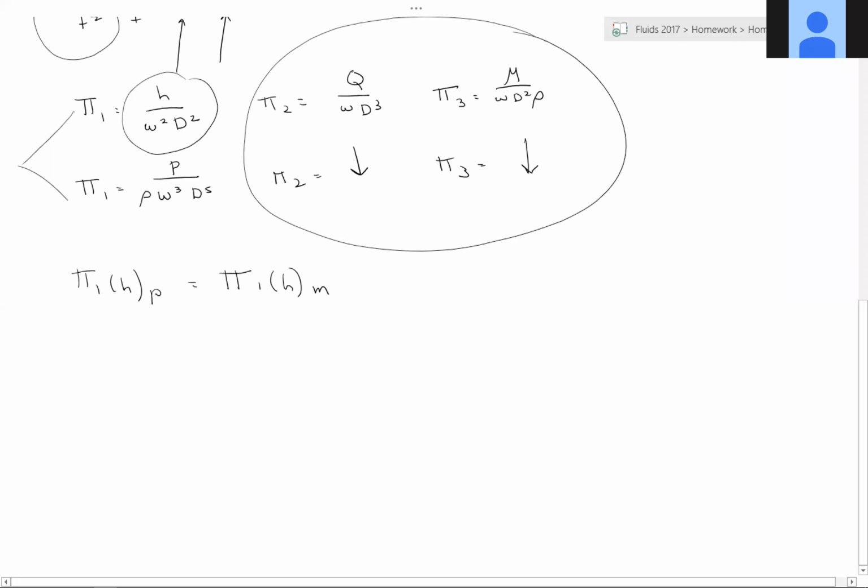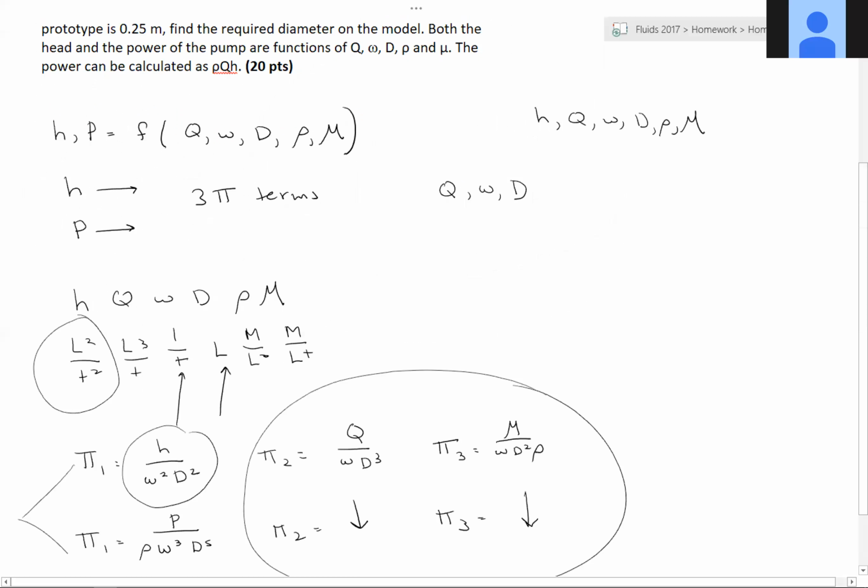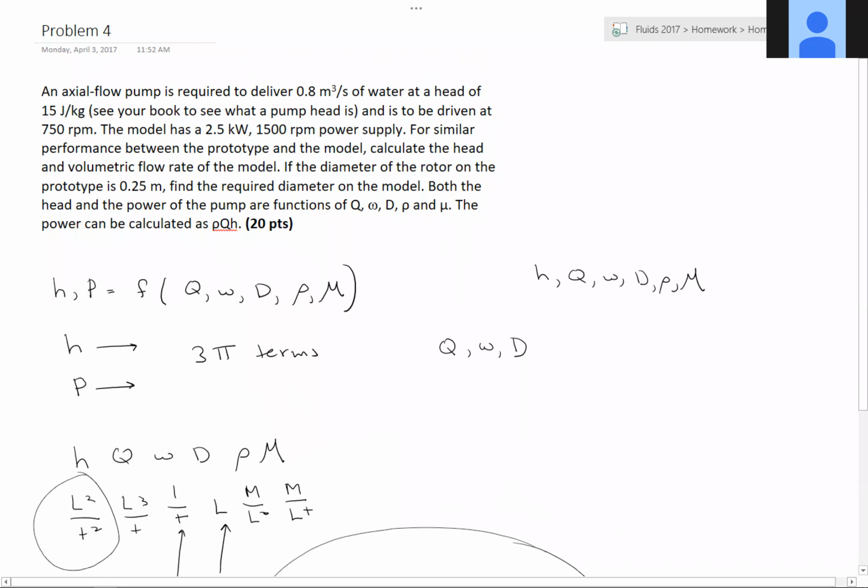All right. So let's take a look at some of these. Okay. And what's the first one? Let's go back to the problem statement, right? We know that we have Q of the prototype and H of the prototype and omega of the prototype. We have, what's that, 2.5 kilowatts? What is that?